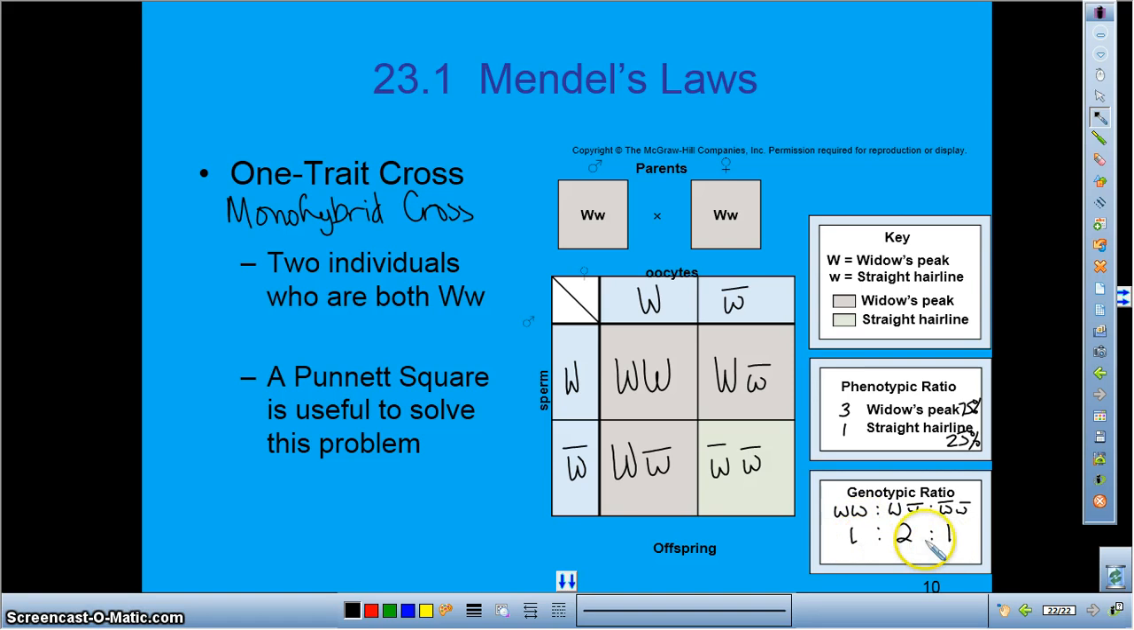And you can't just say 1 to 2 to 1. Again, you have to connect it to what? 1 big W, big W to 2 big W, little w to 1 little w, little w. So when you do a Punnett square, you give the phenotypic ratio, and you give the genotypic ratio as well every single time.